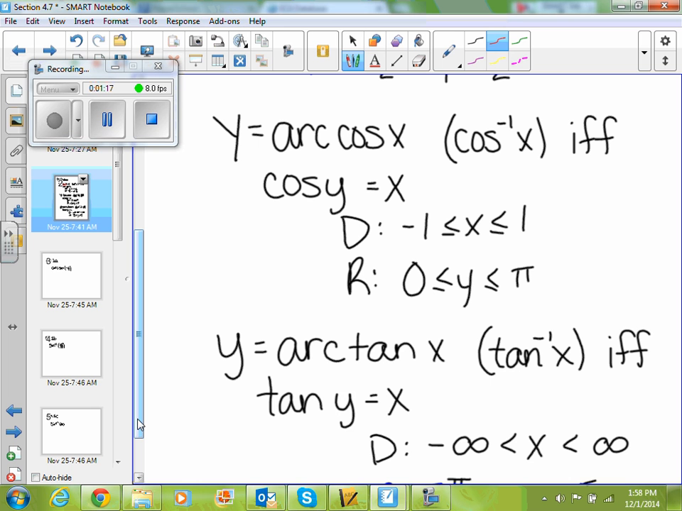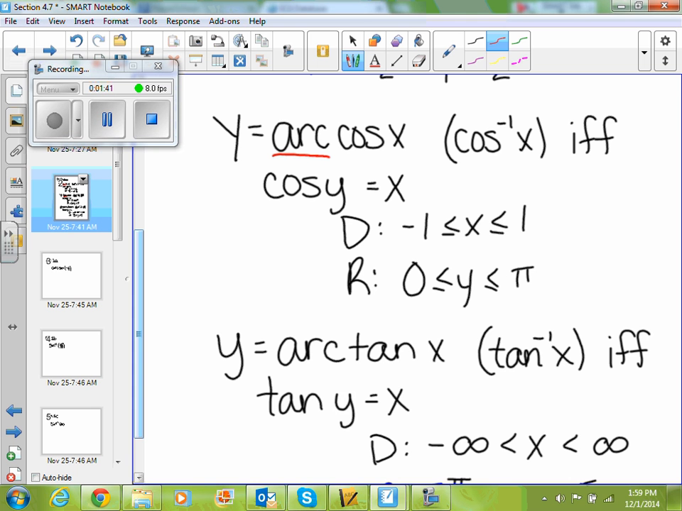For cosine, it's the same thing. Arc cosine is the same thing as the inverse of cosine, which means that you switch your x and y, so cosine of y equals x. Your domain then remains the same as with your sine graph, so -1 to 1 for your x values, but your range changes to be 0 to pi.